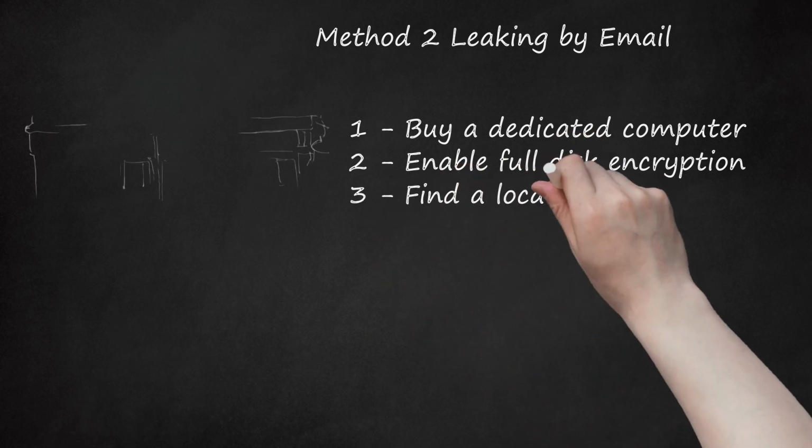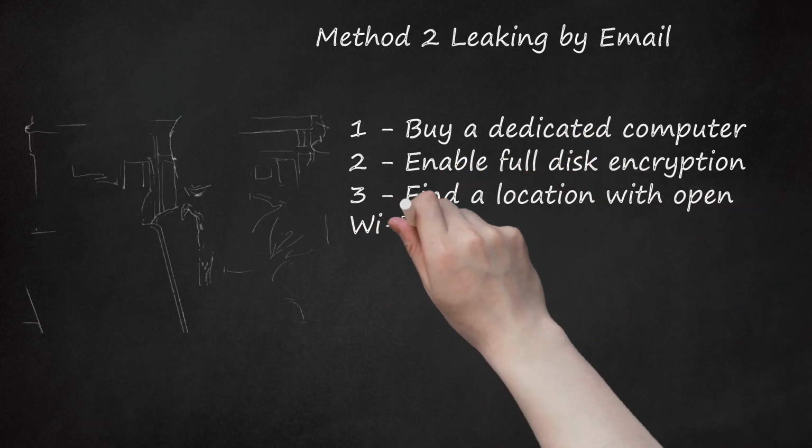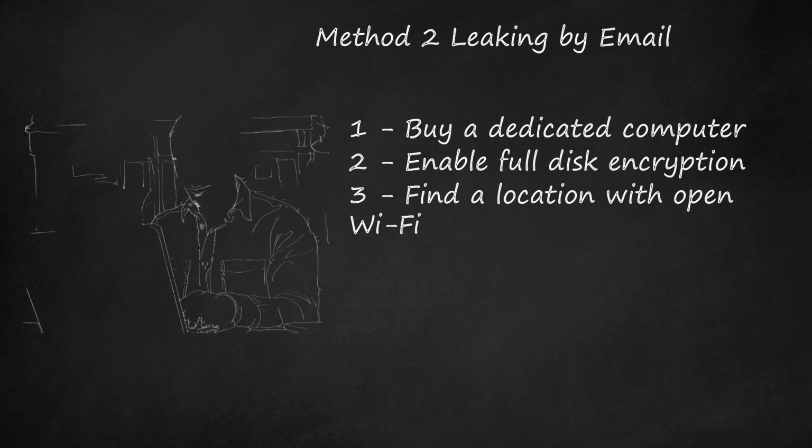3. Find a location with open Wi-Fi. To securely leak to the press using email, go to a cafe or other place that has open Wi-Fi available to the public. Look for a location that isn't in an area you normally frequent, and don't go to the same location more than once. Once there, turn the Wi-Fi on the computer and connect to the network. Don't bring any personal devices with you, because they can be traced and you don't want them to show that they've accessed the same network.